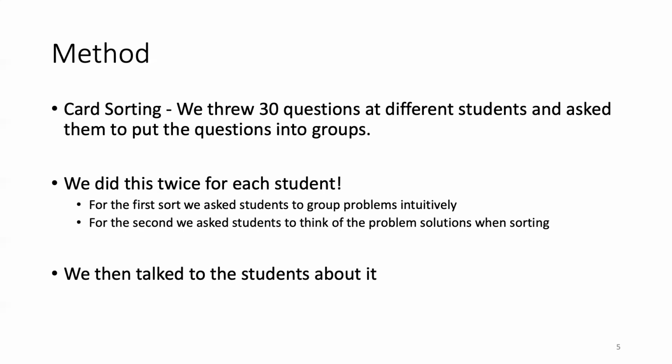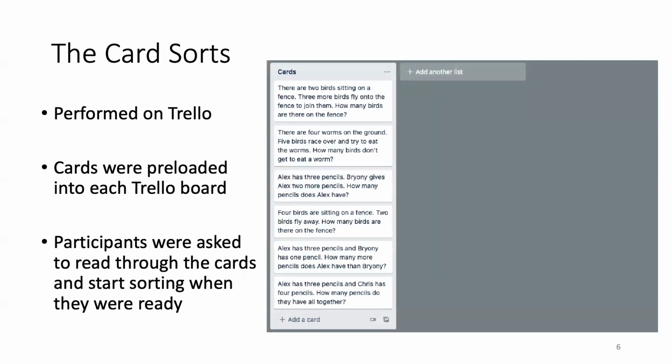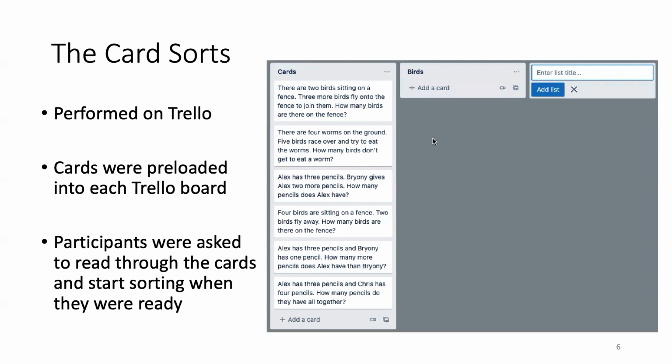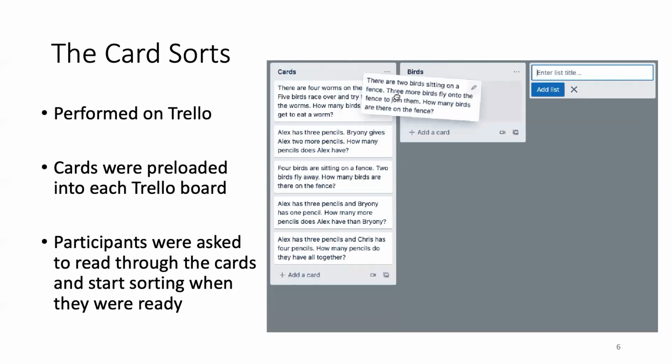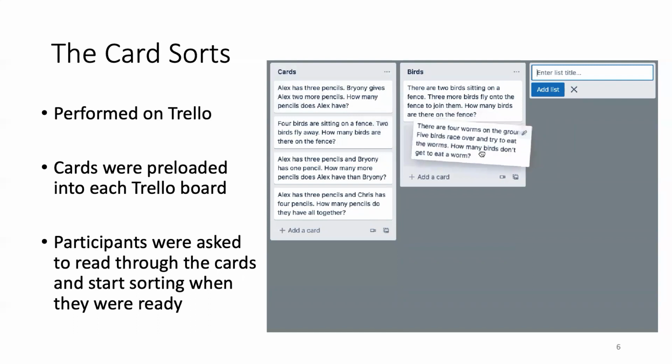After each round of card sorting, we then asked students to describe the overall rationale behind each of their groups in a short, semi-structured interview. The card sorting exercises were performed on Trello. Trello was chosen after a short pilot study where participants preferred Trello to other methods of card sorting. Cards were preloaded into each Trello board, and participants were asked to read through the cards and start sorting when they were ready. Participants were prompted to name each of the lists they created on Trello during the card sorting exercise.